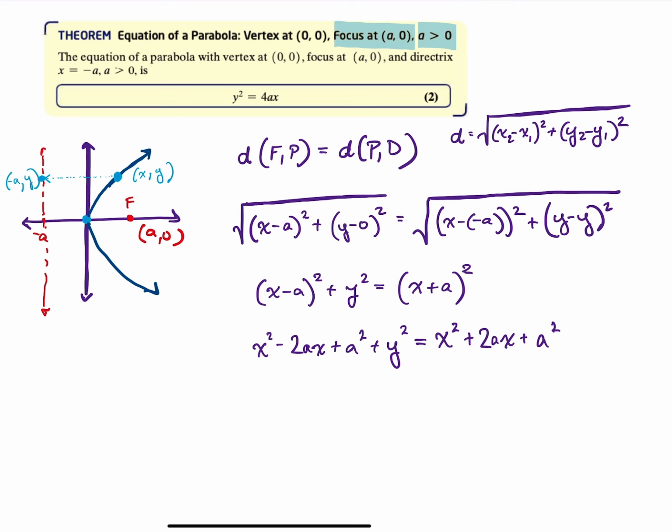So notice what will cancel. We have x squared on both sides, that should subtract away. Also the a squareds should cancel. So let's leave the y squared on the left side. And then when we add the 2ax from the left side over to the right side, it'll become 4ax. And notice that's what they give us up here.